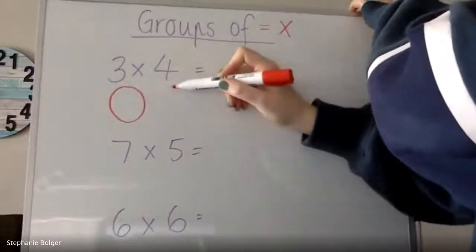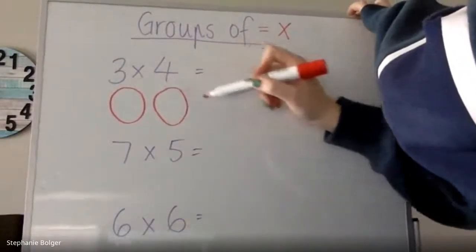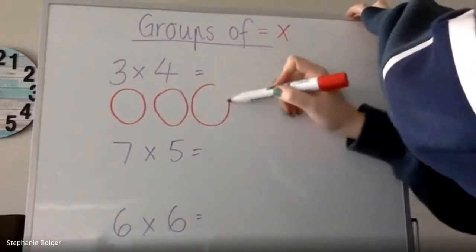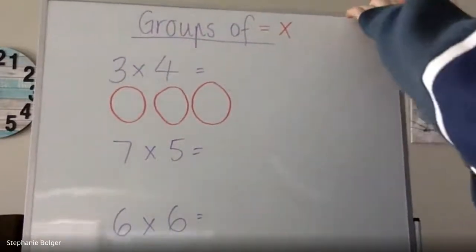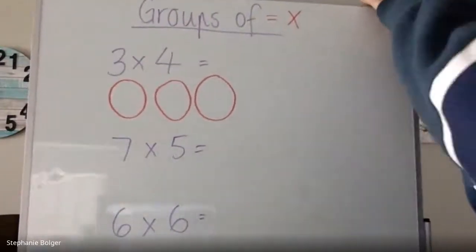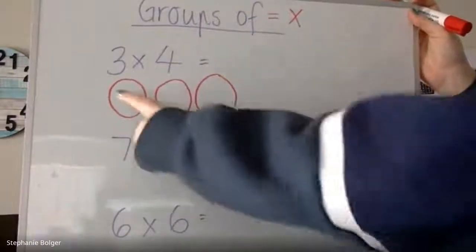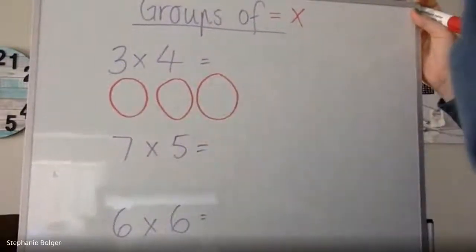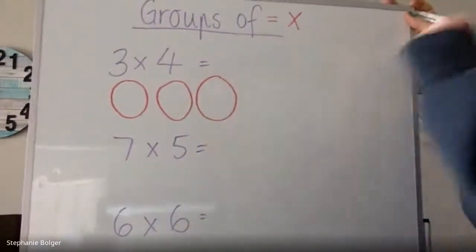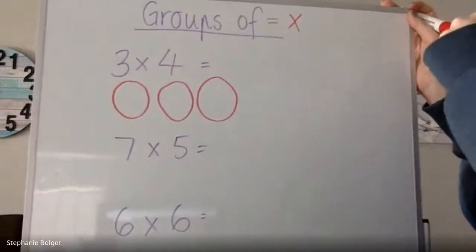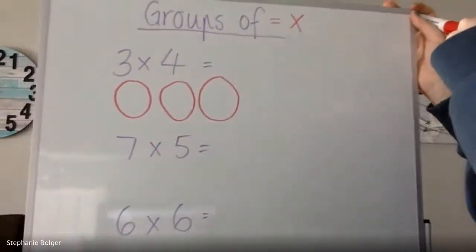You can do these however you like. If you want to do squares, you can do squares. If you want to do circles, you can do circles. If you want to do triangles, whatever it is, as long as you've got 3 groups. Okay, 1, 2, 3. Always count to double check, because when you get to bigger numbers, you need to make sure you've got the right amount or you'll get the wrong answers.